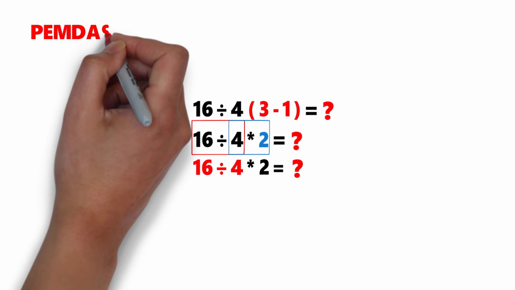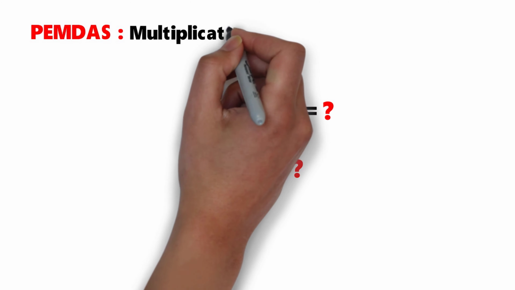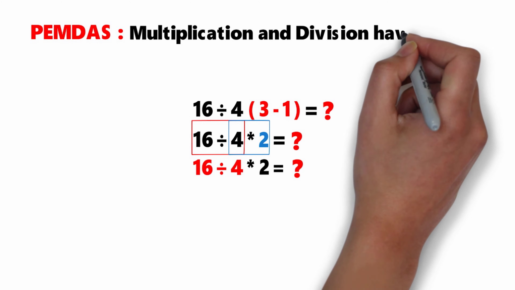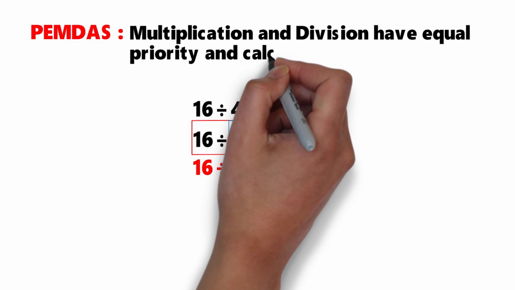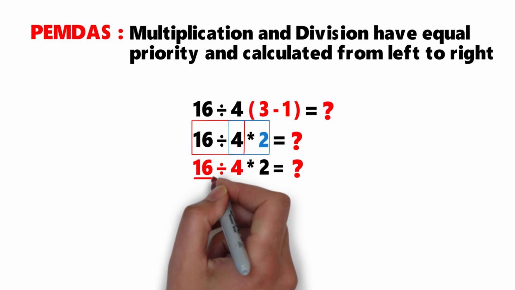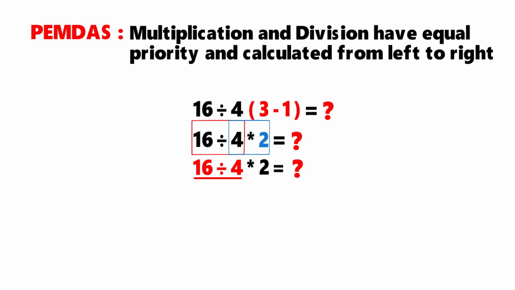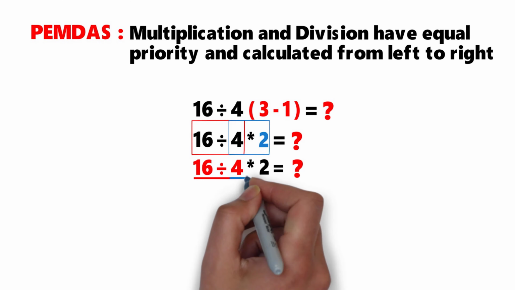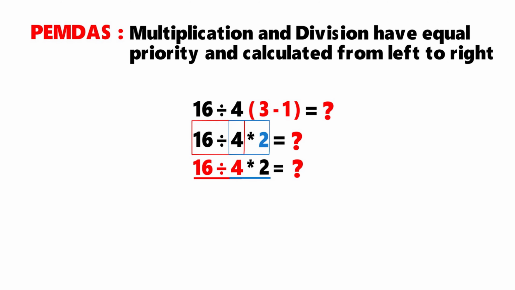What PEMDAS doesn't mention is that multiplication and division have equal priority and are calculated from left to right. And this is exactly the case for our expression. 16 divided by 4 is on the left side of the expression, and 4 multiplied by 2 is on the right side. So the first thing we need to do is divide 16 by 4. The result of this calculation is 4.